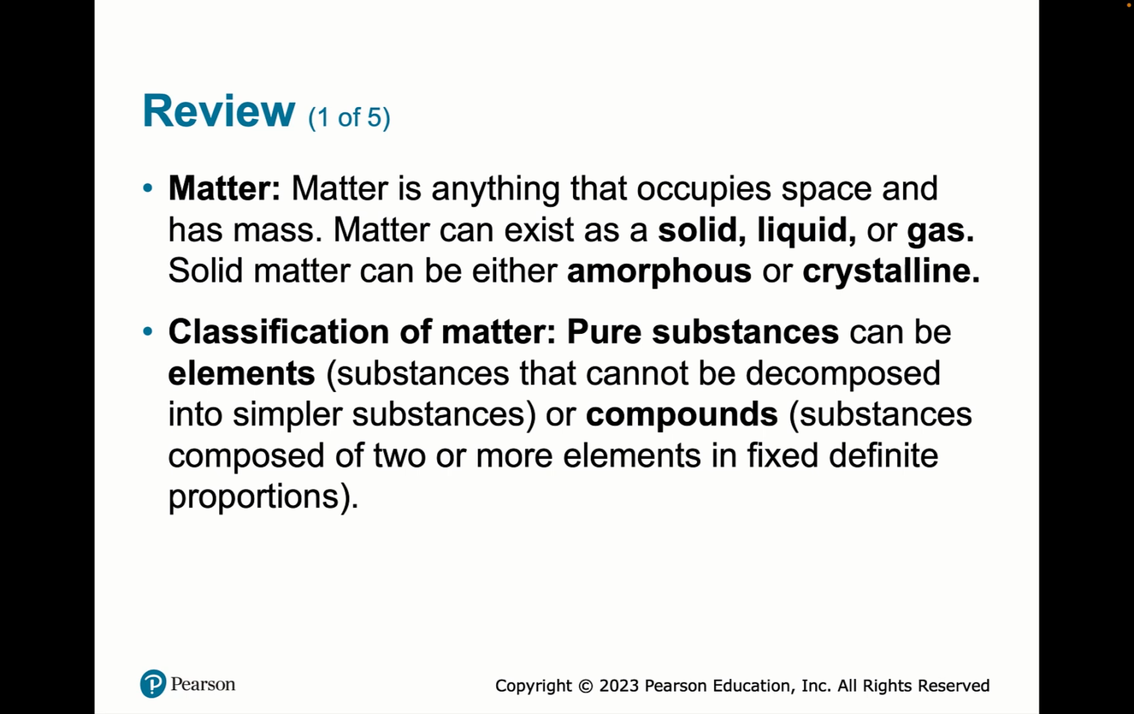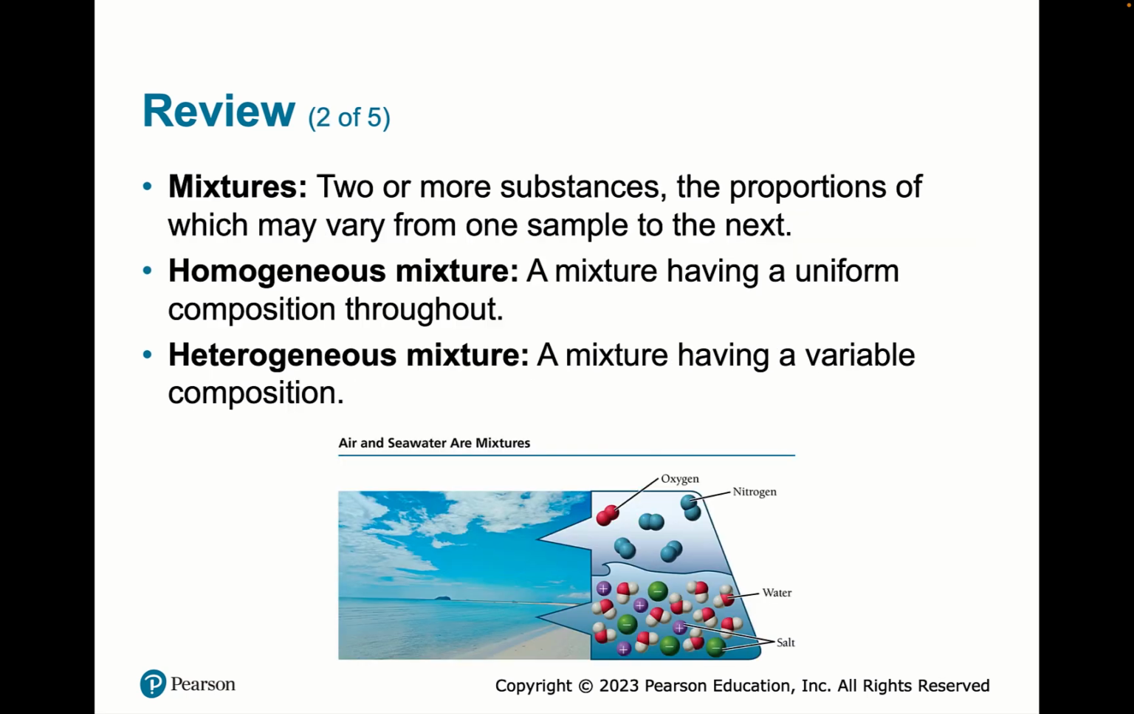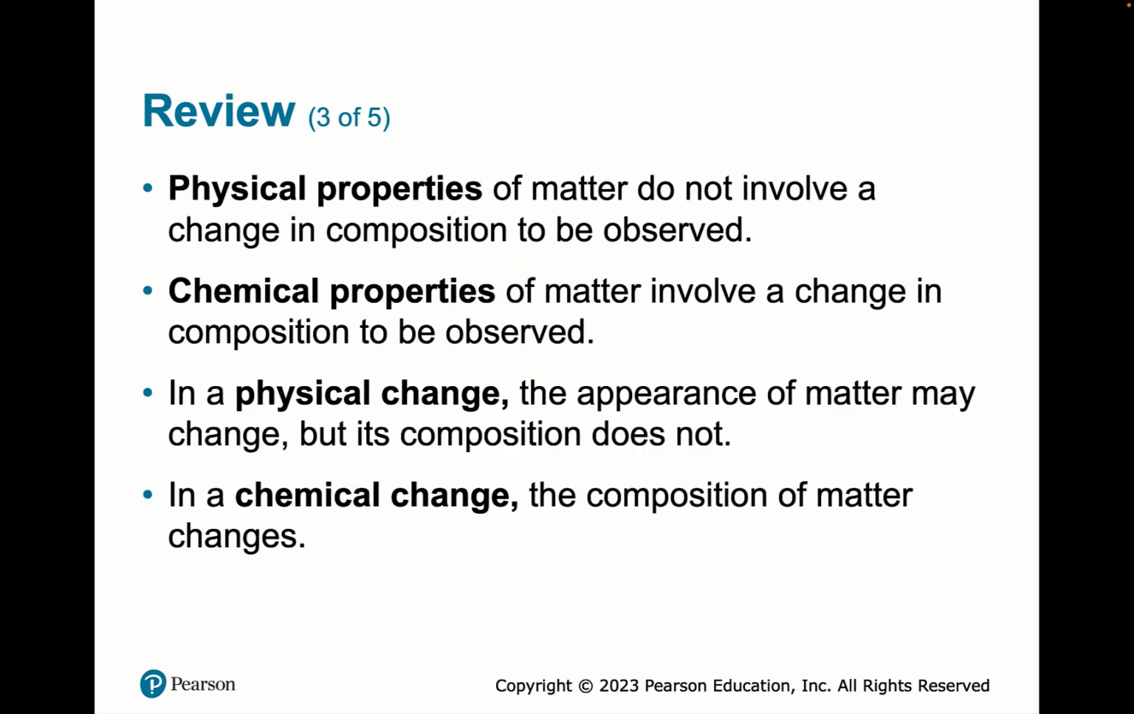So, a review of this. Matter is something that has mass and volume. It can be a solid, liquid, or gas. Solids can be amorphous, which means random patterns, or crystalline, which means set patterns. Pure substances can be elements or compounds, and you can take two or more pure substances to form mixtures. If the mixture is uniform, it's homogeneous. If it's non-uniform, it's heterogeneous.